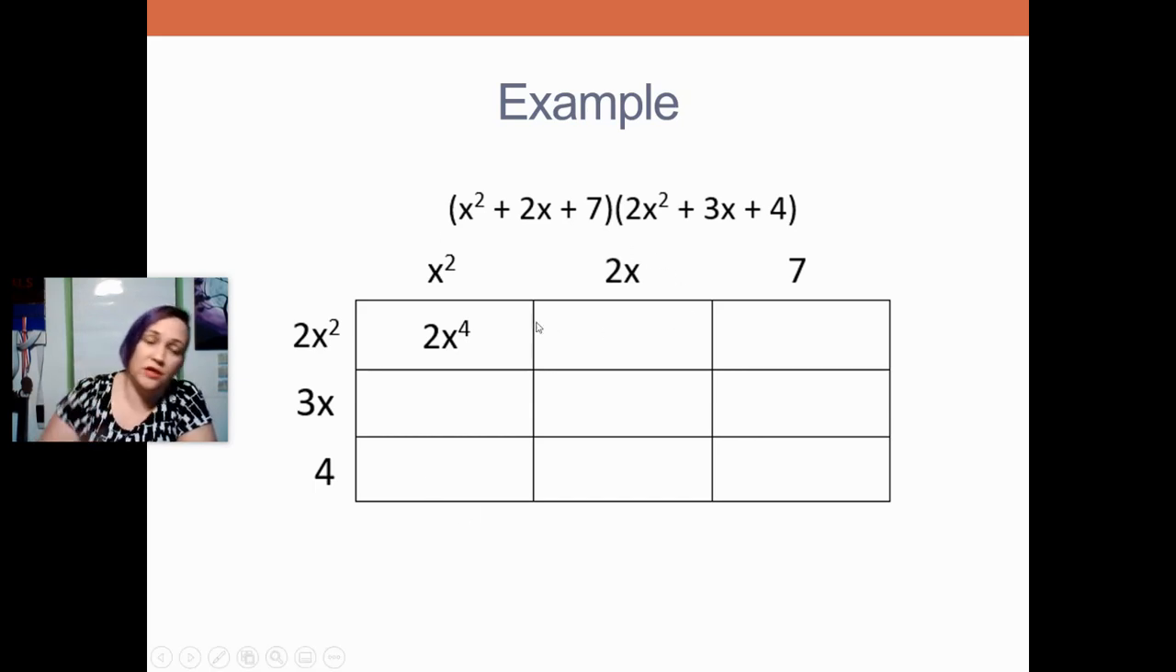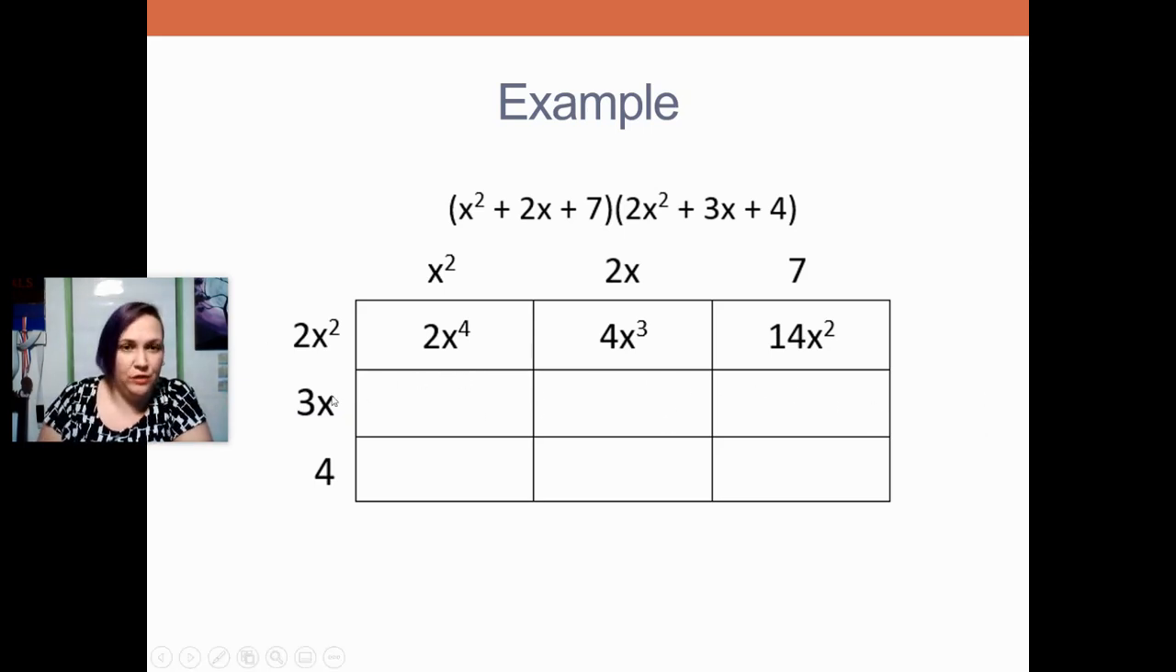I'm going to keep going across that top row. So next I'll do 2x squared times 2x. So the 2 times 2 is 4 for the front. And then x squared times x to the first is x to the third. 2 plus an invisible 1 is 3. To finish off that top row, I'm going to do 2x squared times 7. So 2 times 7 is 14, and I keep my x squared. Again, notice descending order, okay?